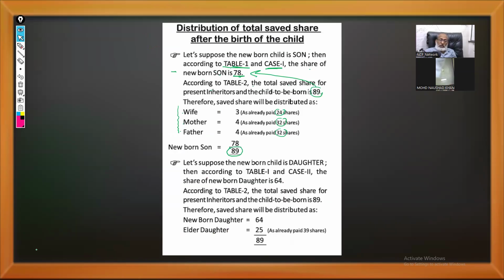But if the newborn child is not a son but a daughter, then again the same table number 1 and case number 2. The newborn child's share is 64 and we have saved 89. Then 64 share will go to the newborn daughter, so it will be 25 that remains. 25 share will go to daughter 1. The newborn daughter is daughter 2, because daughter 1 already received 39 share before the birth of the child.